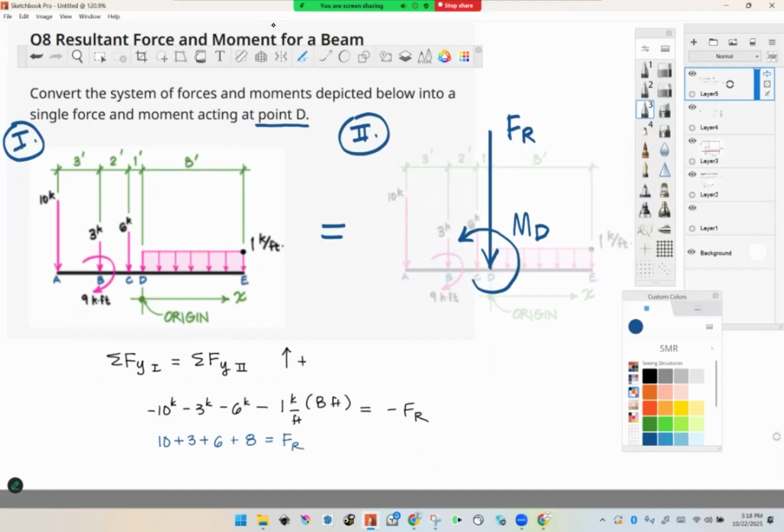Adding all of that up, F sub R is equal to 27 kips. And we got a positive sign with this calculation, and that just confirms that our assumption of downward is correct. So now we've got F sub R equal to 27 kips downward, and I'm ready to go to the next part of the problem, which is a moment summation.